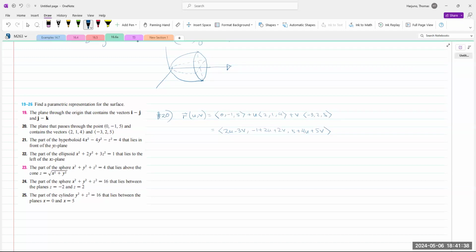Okay. Number 22. Part of the ellipsoid that lies to the left of the xy plane. So you have an ellipsoid that is part of that, but it goes only to the left.